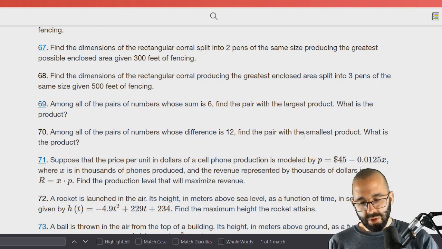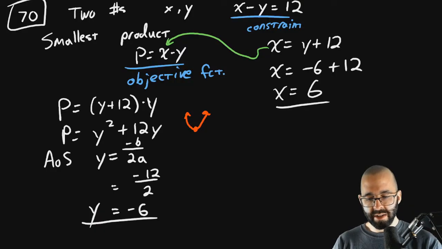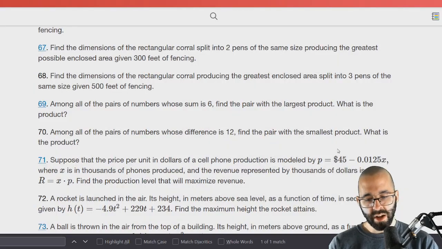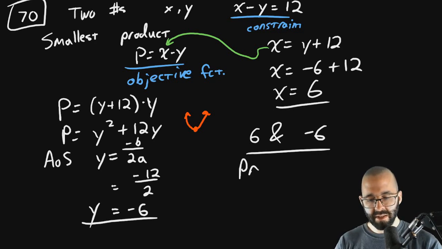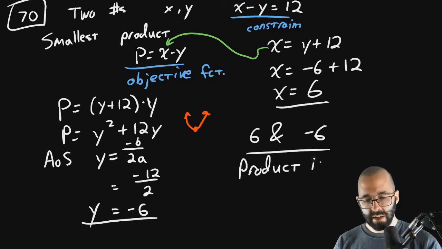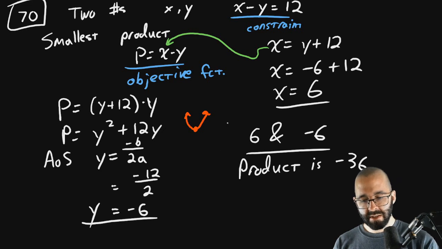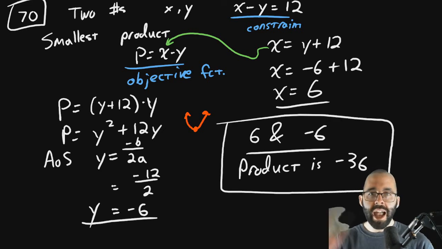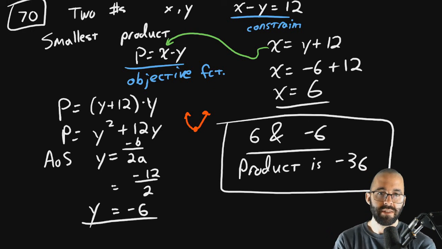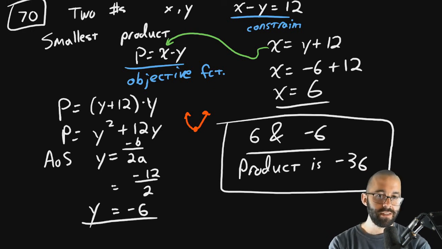All right, let's read the question, make sure we have the answer. Among all the pairs of numbers, find the pair with the smallest product. So our answers are 6 and -6. That's the pair with the smallest product. What is the product? Well, what's 6 times -6? Product is -36. Choose any pair of numbers that are 12 apart. This is going to be the one that gives the smallest product.